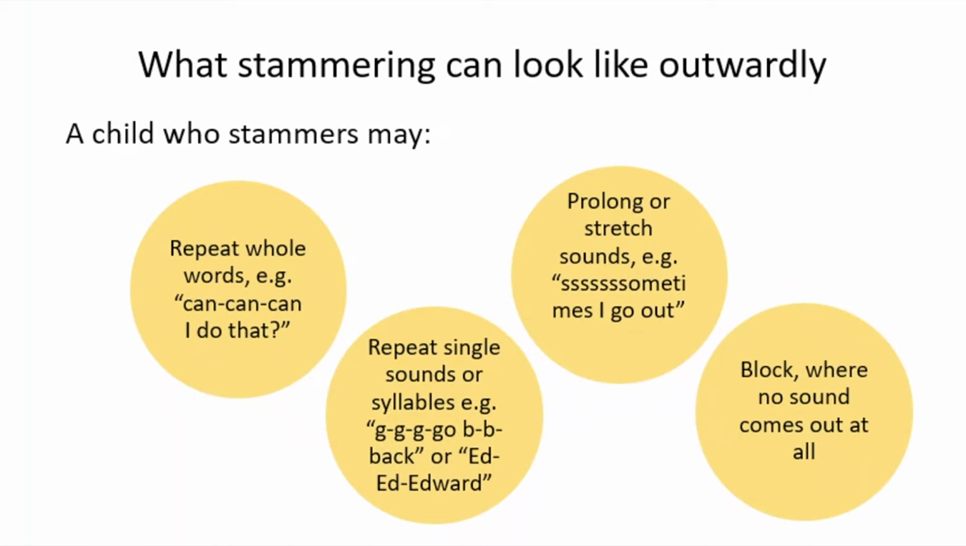Okay, so thinking about what stammering can actually look like outwardly. A child who stammers might repeat whole words, so they might say something like, can I do that? They might repeat single sounds or syllables, something like go back. They might prolong or stretch sounds out, so they might say something like, sometimes I go out. Or they might block, and that means where no sound comes out at all. So you might hear a little bit of a sound happening in their throat where you can hear them kind of tense up and no sound comes out like that.